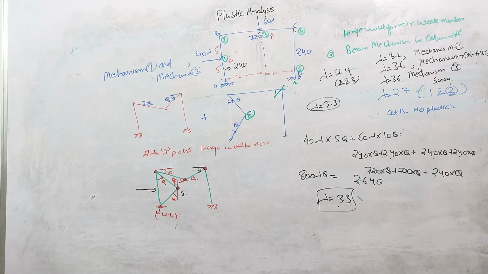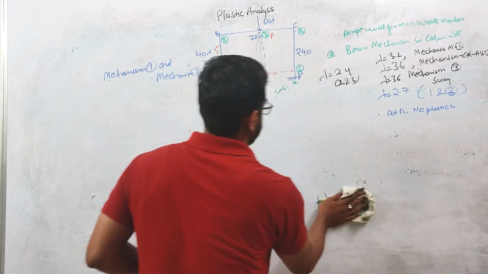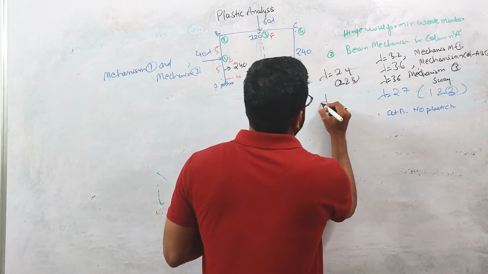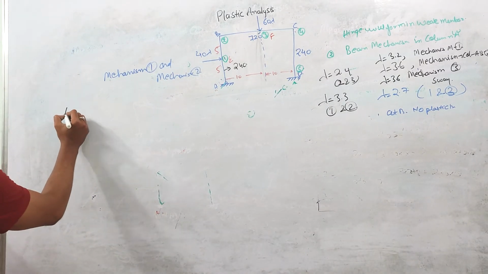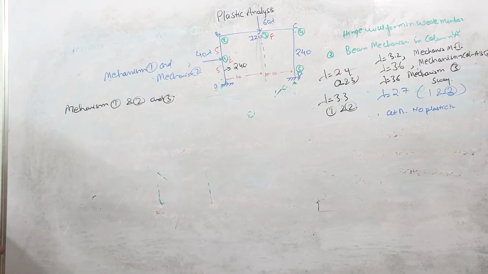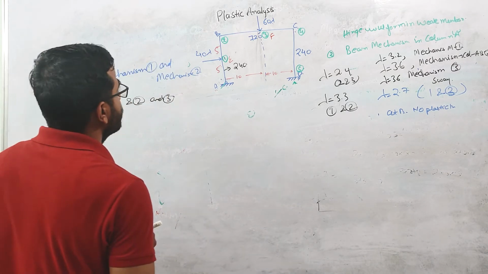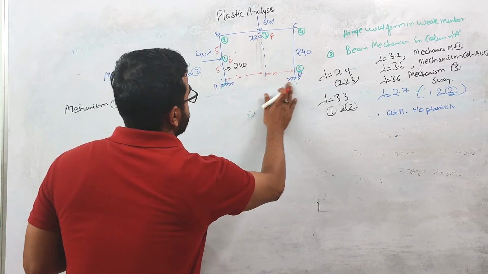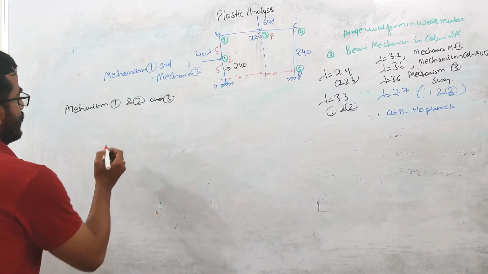Now let us combine all three mechanisms. Lambda is 3.3 when you combined mechanism 1 and mechanism 2. Now what happens when you combine mechanism 1, mechanism 2 and mechanism 3? This we will be seeing now.